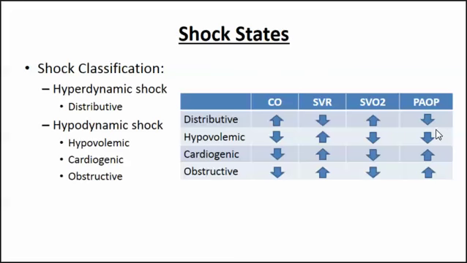In hypovolemic, you have generally a decrease in cardiac output, an increase in systemic vascular resistance, a decrease in mixed venous saturation, and a decrease in your wedge pressure. In cardiogenic or pure cardiogenic shock, you usually have a decrease in cardiac output, an increase in systemic vascular resistance, a decrease in mixed venous, but an increase in your wedge pressure. And in obstructive shock, you typically have a decrease in cardiac output, an increase in systemic vascular resistance, a decrease in mixed venous saturation, and an increase in the wedge pressure.